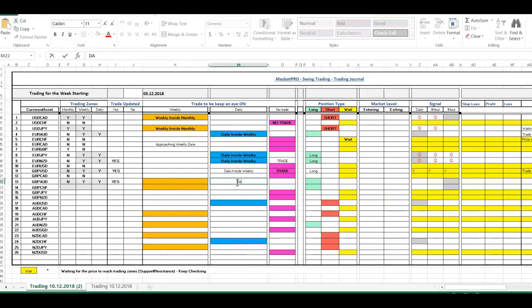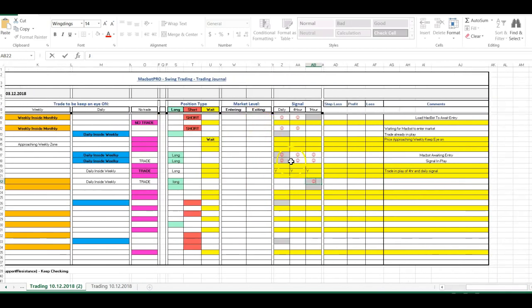And then we'll just fill this in. The signal was a daily inside weekly. Trade. What type? Long. Signal was 1-hour signal.